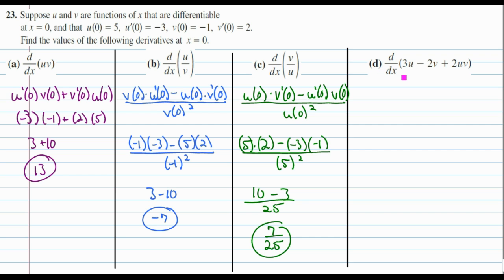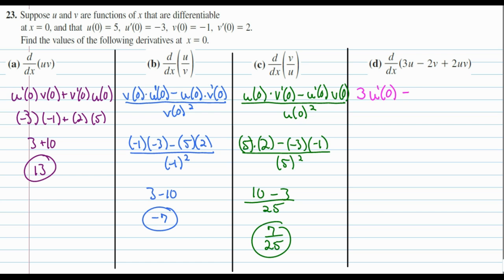Part D is a little bit longer. I'm taking the derivative of the sum and difference of these functions of x, and they've got some coefficients, and there's a product in there. So, all right, we'll take this step by step. The derivative with respect to x of 3 times the u function, we've got a property that says we can just leave 3 out in front of the function and take its derivative. So the derivative of u is u prime, and we want to evaluate that at 0.